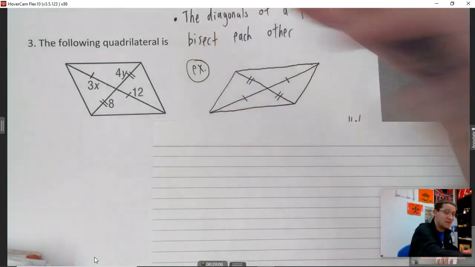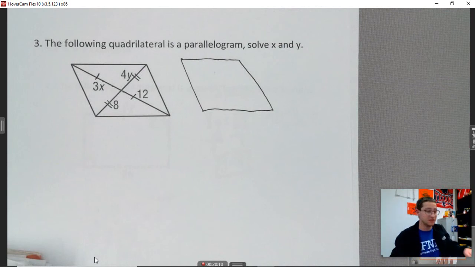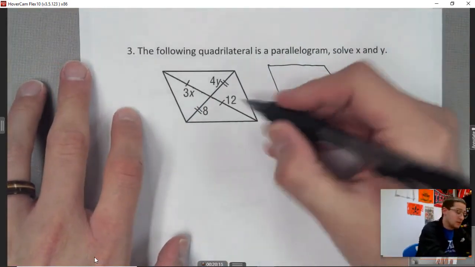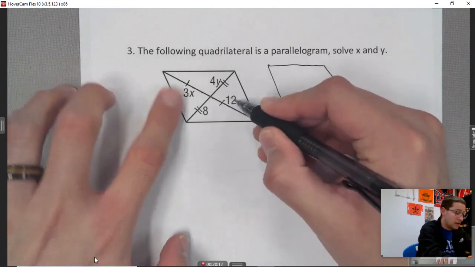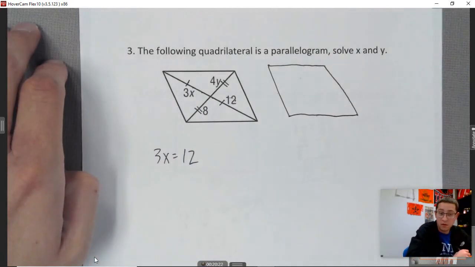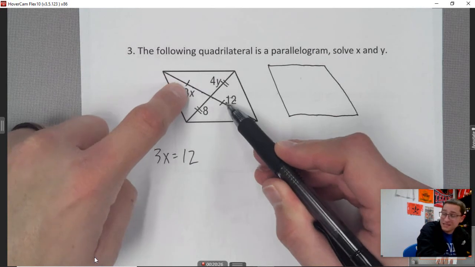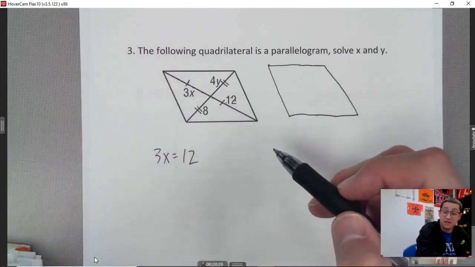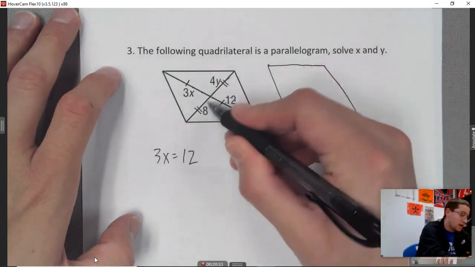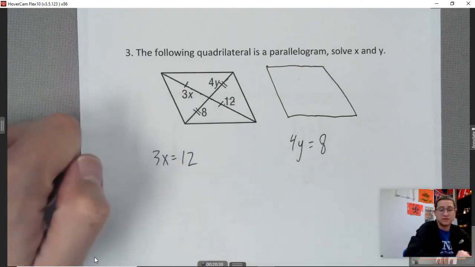Now that I have my tick marks, now that I've labeled the information and applied this property, it actually becomes just another algebra problem. Because now that I know that this 12 and this 3x are the same, I can say that 3x is equal to 12, because of the tick mark. That's why I put that visual marker on there, because it makes it easier for my brain to understand that they're the same. So I've got 3x and 12, and then the 4y and the 8. I just set those two different sets equal to each other.